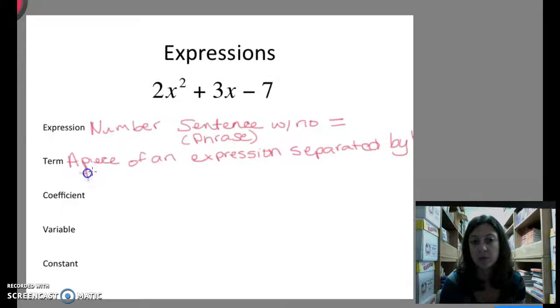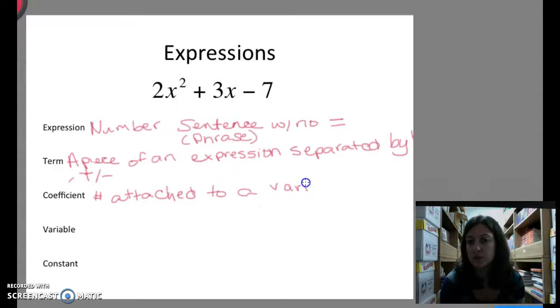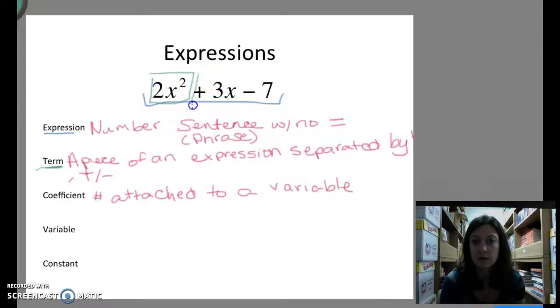Oops, you can't see that. By a plus or a minus sign. Okay, so they're separated by a plus or a minus. A coefficient is a number. That means number, if you don't know what that means. A number attached to a variable. So that might be, for example, our terms here. I should use different colors. So our whole expression is this whole thing. That's one whole expression. A term is each of these pieces. Everything that's separated by a plus or minus sign.